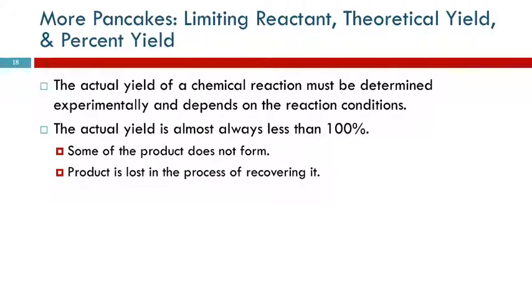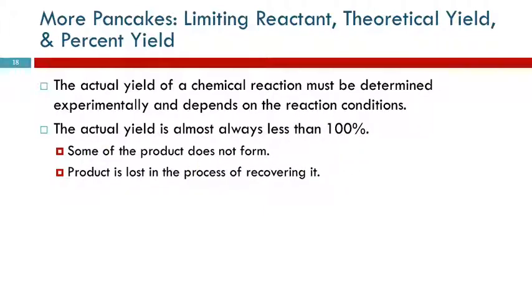The actual yield has to be determined by either doing the experiment or by having someone tell you what it is. Okay? So in problems on an exam, I'm going to tell you what the actual yield is, and you have to calculate the percent yield. The actual yield is almost always less than 100%.